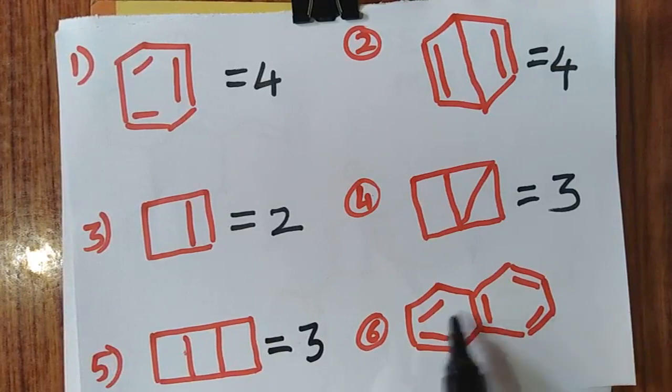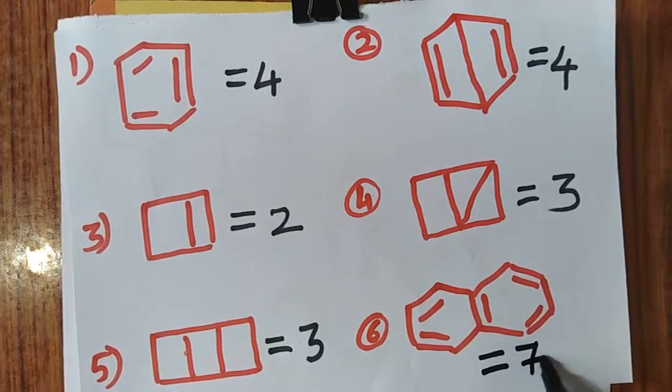Then the sixth one you can say is naphthalene. So here, in total how many rings are there? 2 rings are there. How many double bonds are there? 1, 2, 3, 4, 5. 5 double bonds plus 2 rings, which means total 7. So it is equal to 7. Like this, remember, you can easily solve this type of question.